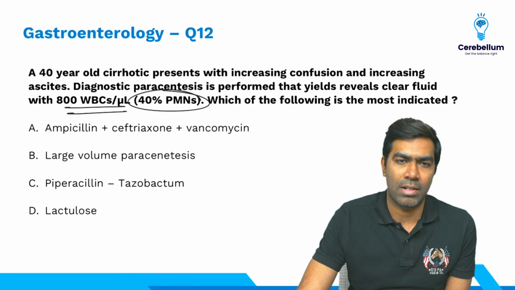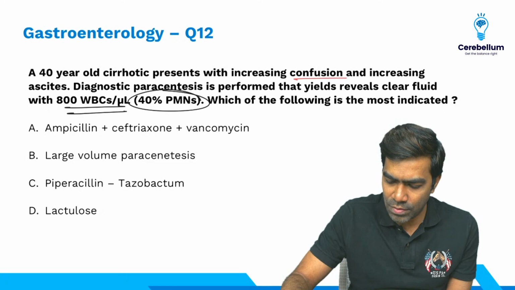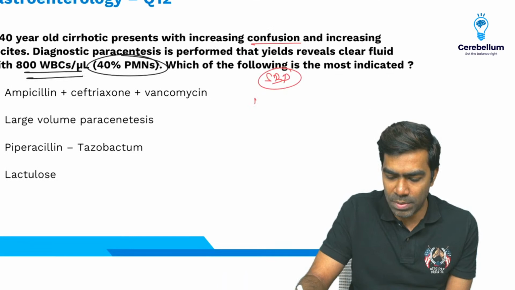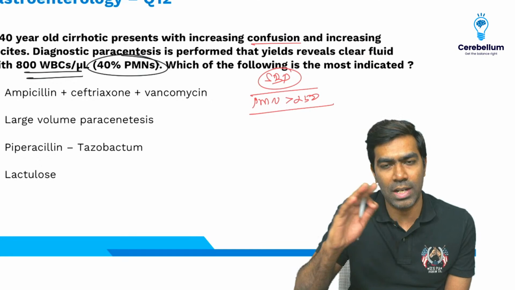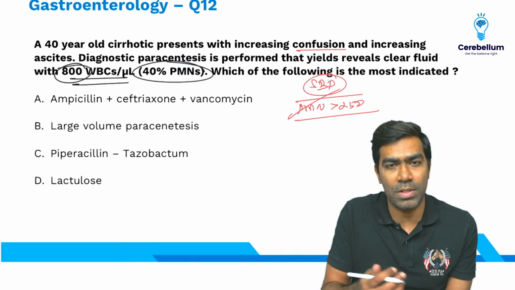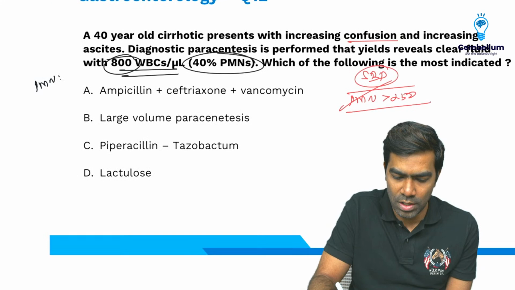Here, it's pretty simple, straightforward. Don't look at the confusion. Don't look at all these things. Even though the patient may be having hepatic encephalopathy, the main problem here is spontaneous bacterial peritonitis, that is SBP. How do you diagnose SBP? The neutrophils will be more than 250 in the ascitic fluid. Obviously, culture should be positive, but in exams, if you know this much, that's enough. Neutrophils more than 250. So here, 800 WBCs with 40% PMNs means it's 320. So this patient is having a neutrophil count of 320.